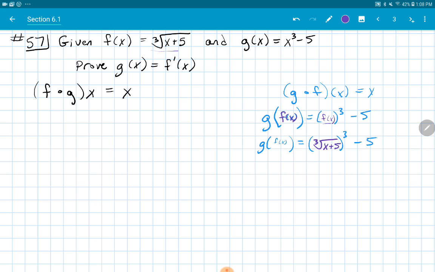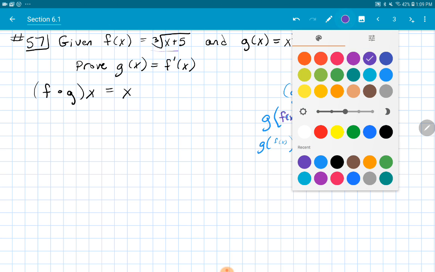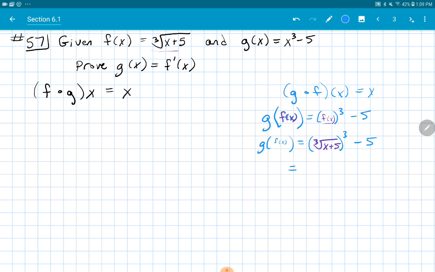So the first step is to cube that, so now I can just evaluate. So I'm going to go back to blue, and I'm going to evaluate this. So a cubed root cubed gives me just the x plus 5 out, and I have the minus 5 left. And then I can switch those parentheses, right? And now I have x plus 0, which equals x. So g of f of x is x.